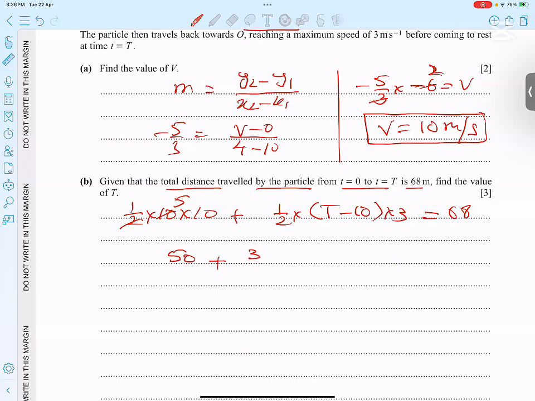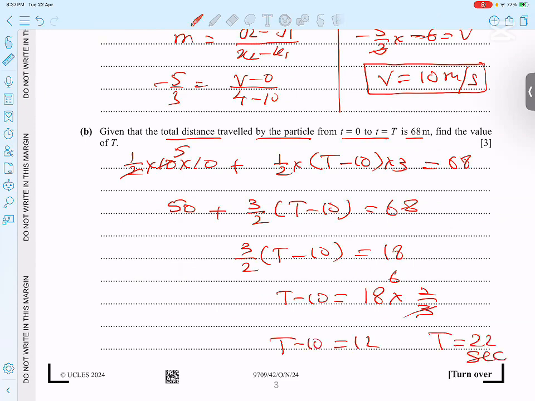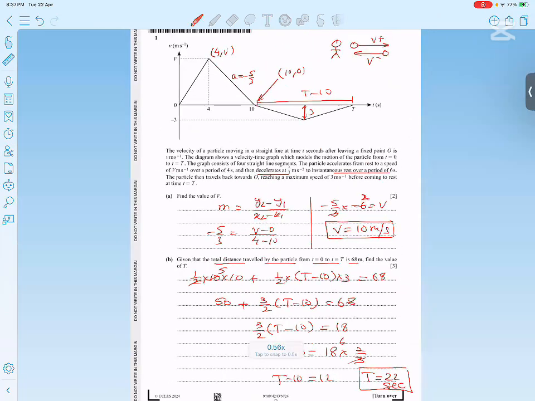And this is 3 by 2 into T minus 10 equals 68. 50 goes there and I got 18. And rather than multiply inside, I bring this to the other side. So T minus 10 equals 18 times 2 by 3. And 3 6s are 18. And I got 12. So T minus 10 equals 12. And finally, I got 22 seconds. So Alhamdulillah Rabbil Alameen. I believe the point is very clear. And the first question is completely over.